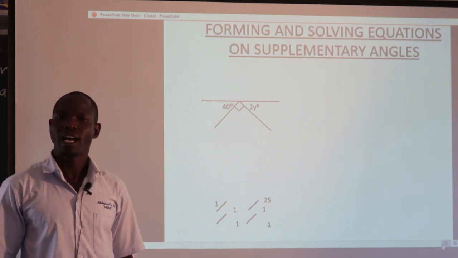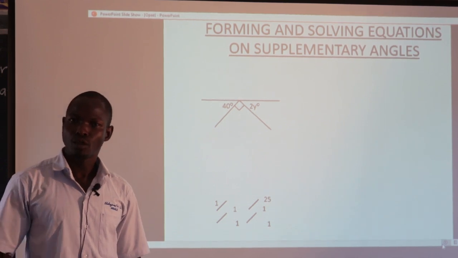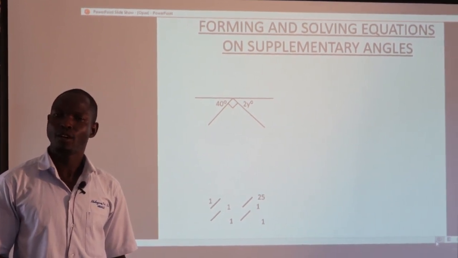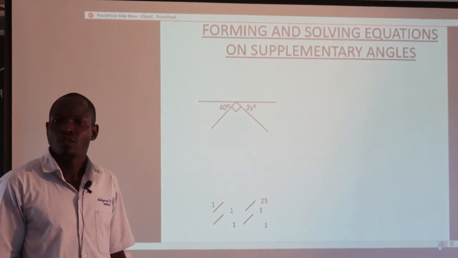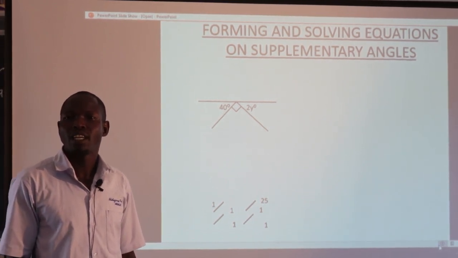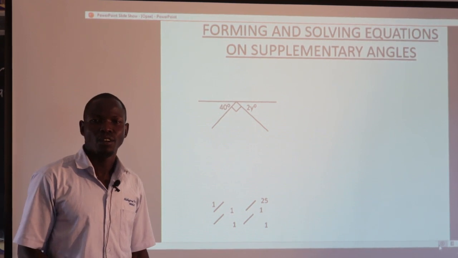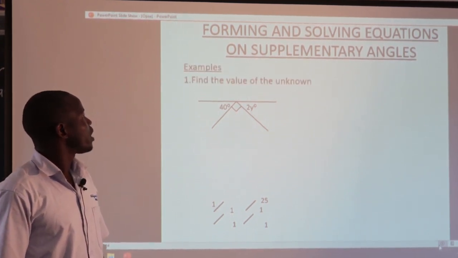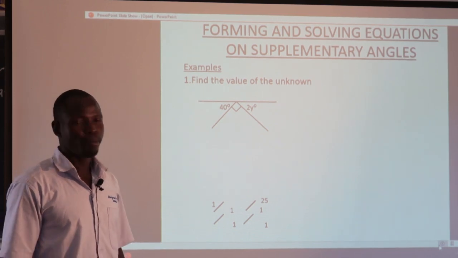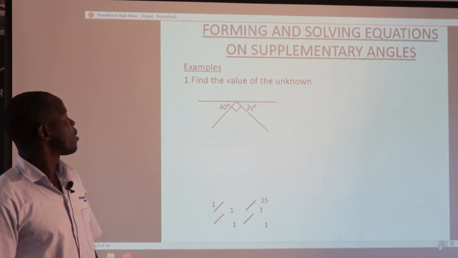We are now going to learn how to form equations and to solve them, but on the aspect of supplementary angles, meaning we shall stick to the sum of 180 degrees still here. So you can follow me. Here with me, I have examples. And we are saying example 1.